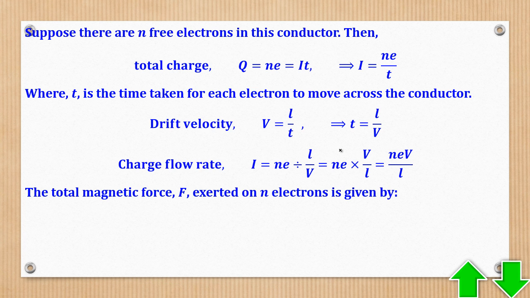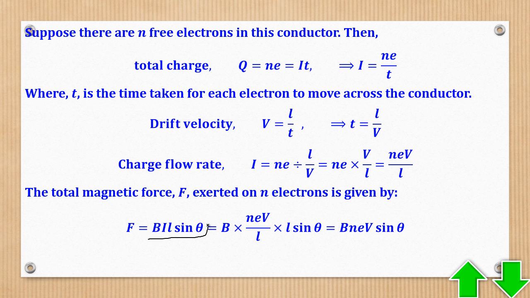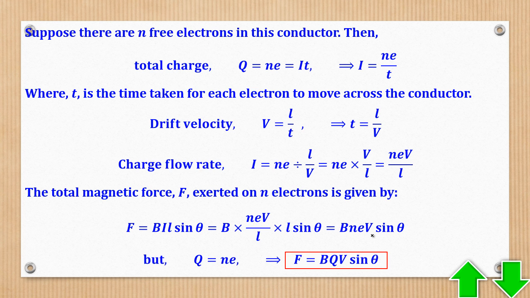Therefore, the total magnetic force exerted on n electrons will be given by BIL sine theta. I think you remember this formula, I already covered it under the first video. So B is there, I is here, and L, then sine theta. So I realize that this and this can cancel. So I remain with B n e v sine theta. But n e is the same as capital Q, so I come up with BQv sine theta. So that will be the formula for force on charges moving in a conductor.